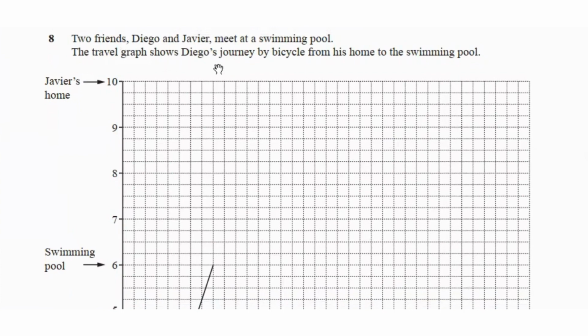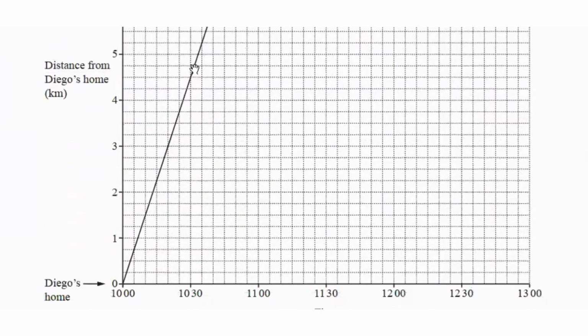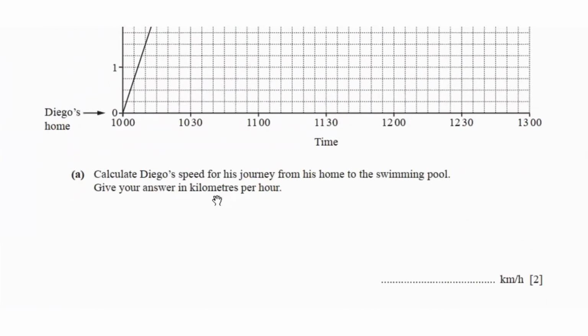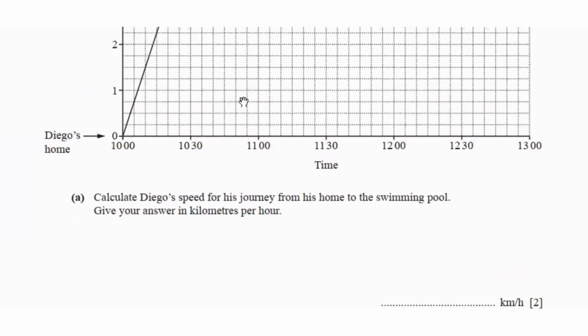Question 8 says, two friends, Diego and Javier, meet at a swimming pool. The travel graph shows Diego's journey by bicycle from his home to the swimming pool. So they've already shown that. Calculate Diego's speed for his journey from his home to the swimming pool. Give your answer in kilometers per hour.